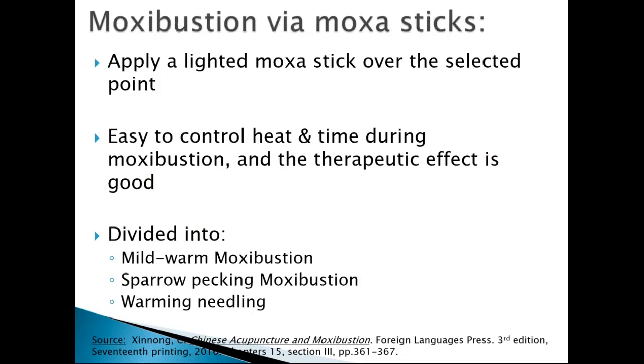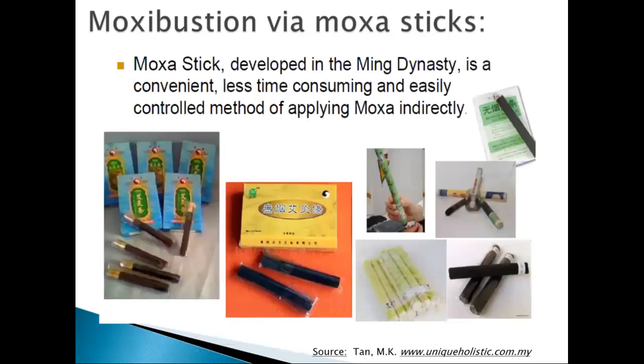For moxibustion stick, you apply a lighted moxa stick over the selected point. It's easy to control heat and time during moxibustion, and the therapeutic effect is good. It's divided into three: mild warm moxa, sparrow pecking moxa, and warming needling. So the moxa stick was developed in the Ming Dynasty, no?